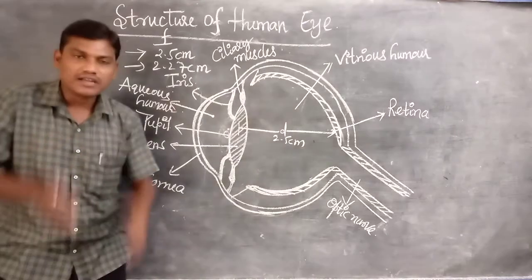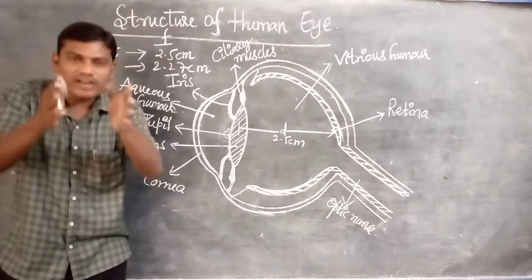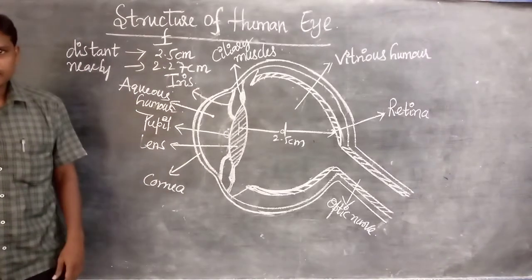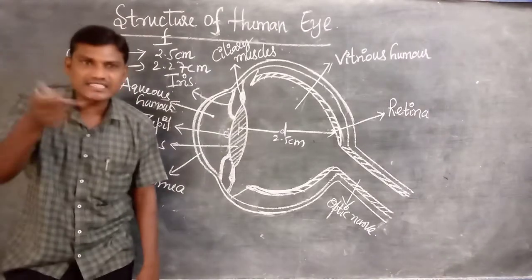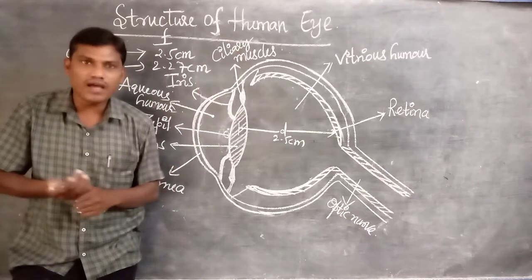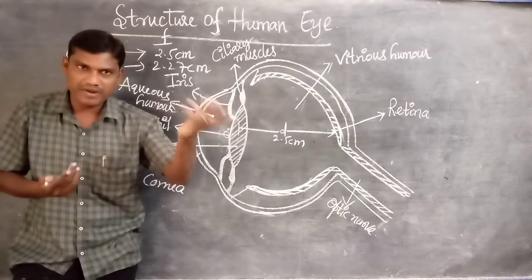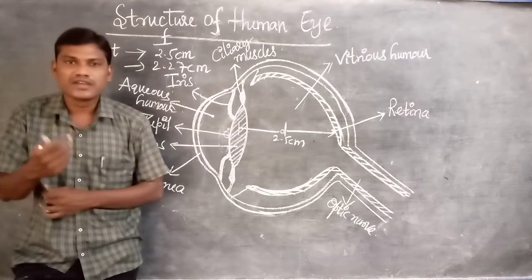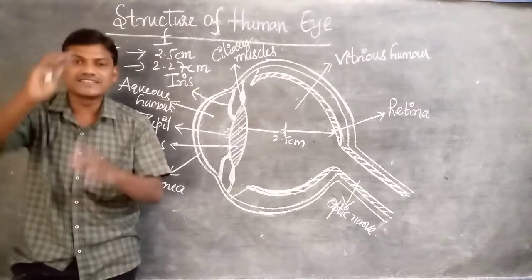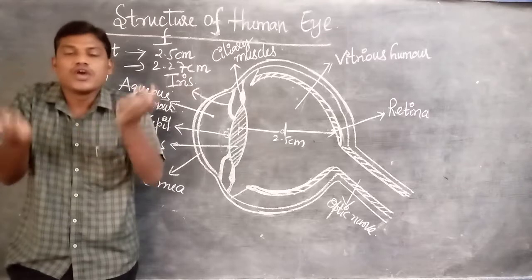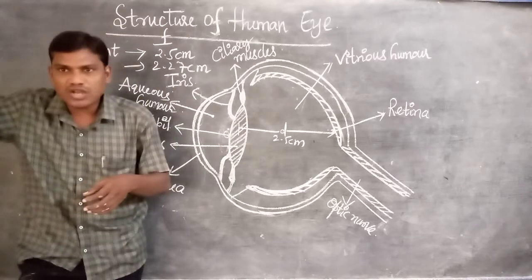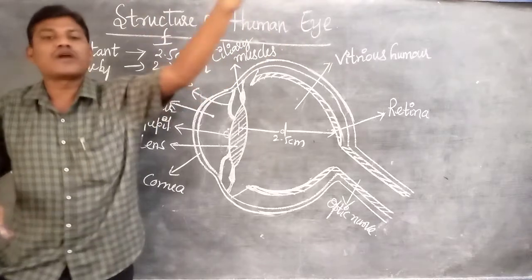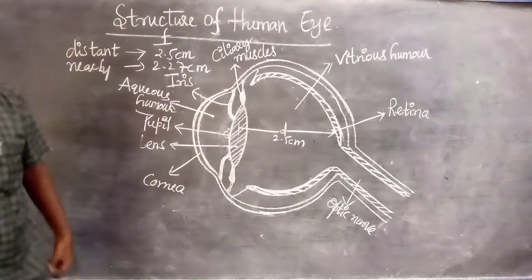Why? Because the focal length of a lens is constant. It does not change by itself, because the focal length of the lens depends upon the nature of the material and the radius of curvature. That's why the focal length of the lens does not change by itself. Due to that, if the position of the object changes, the image position also changes and forms a different nature of image.